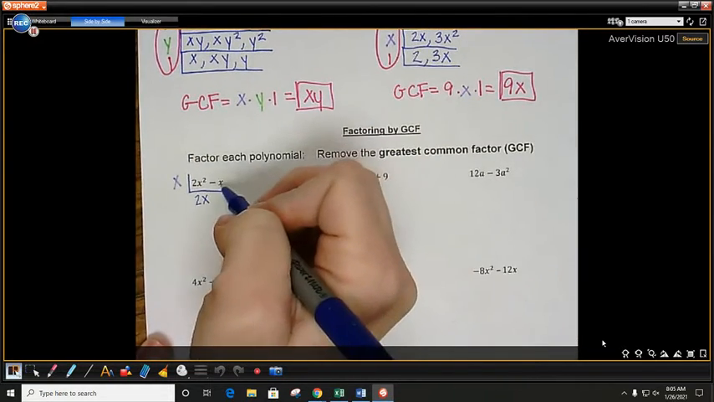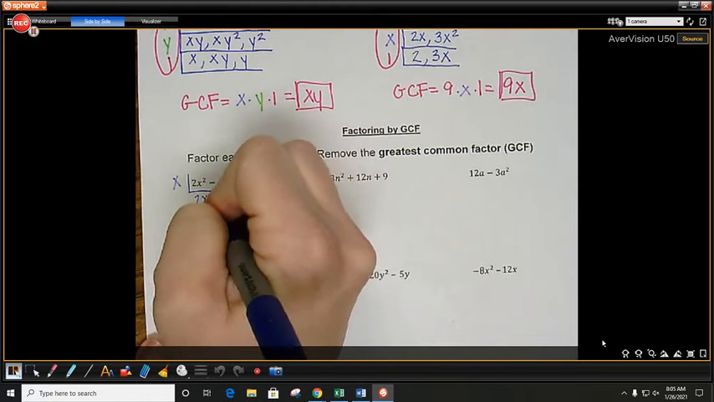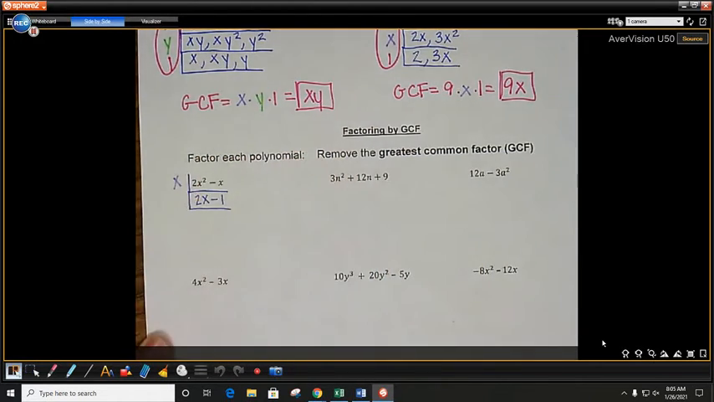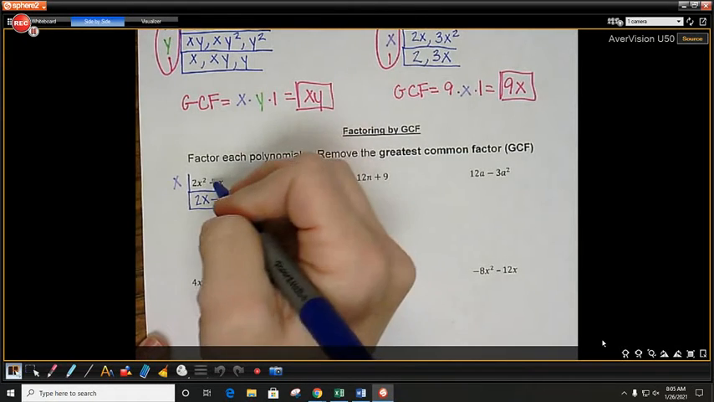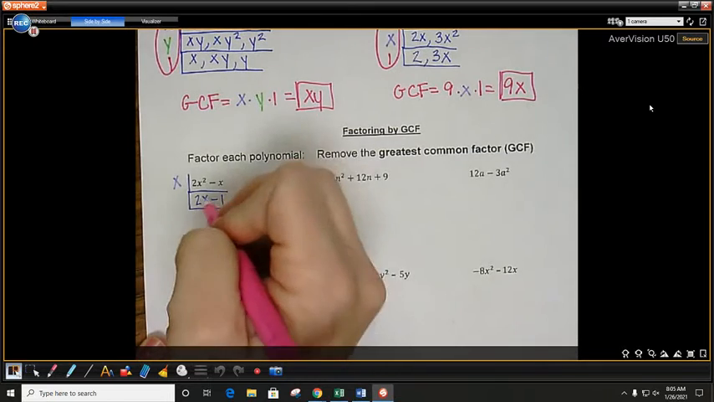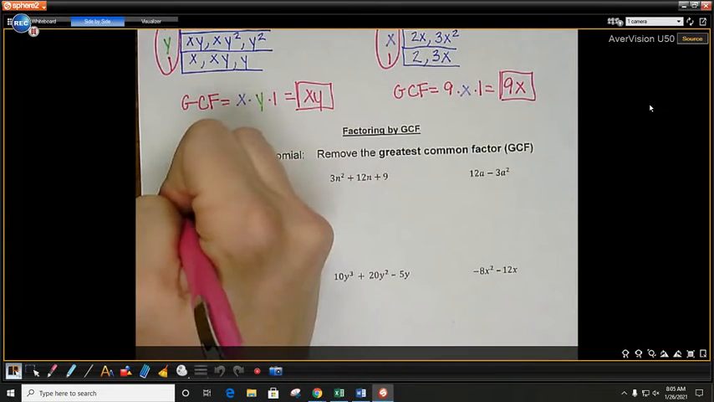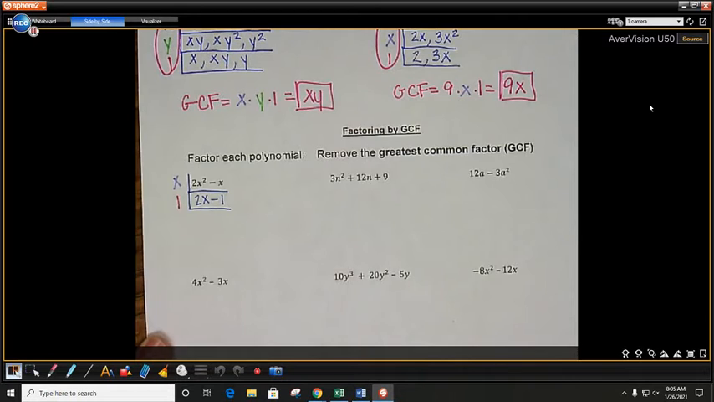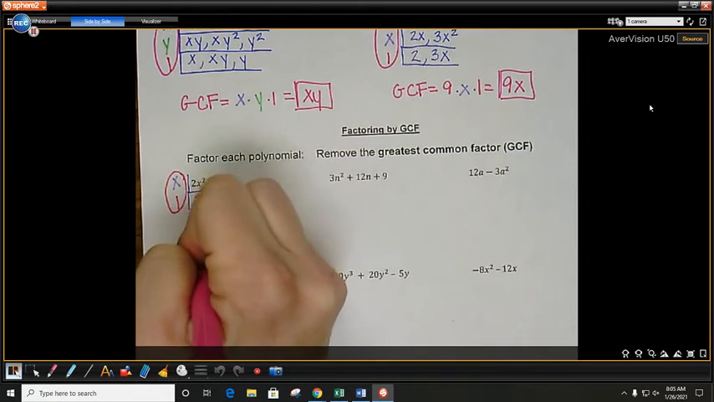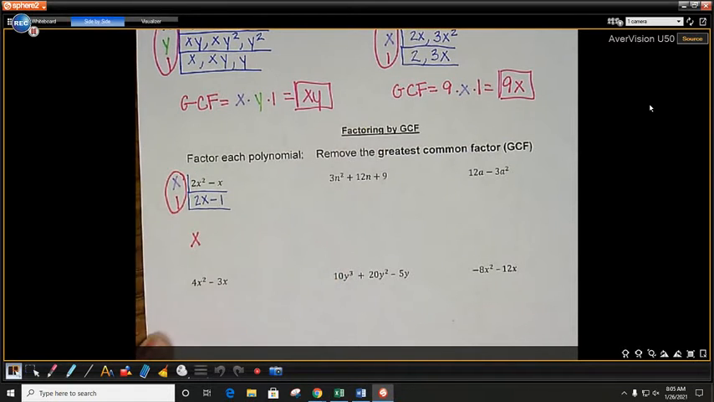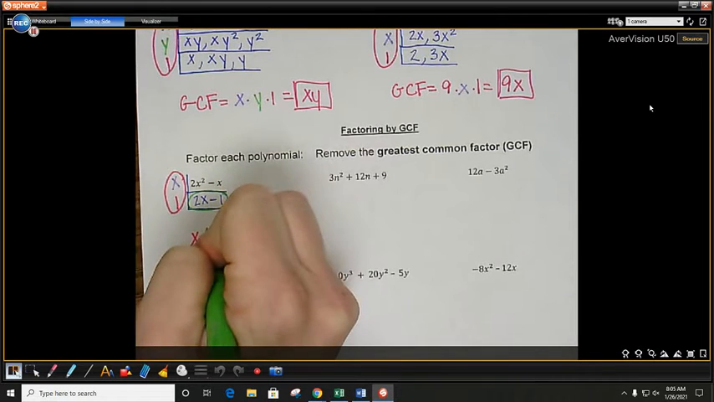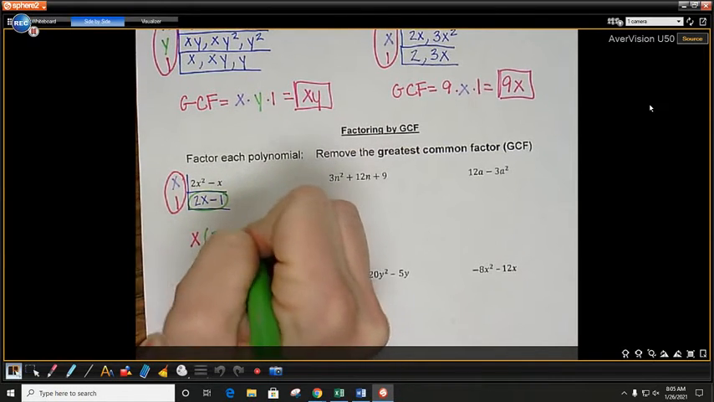You have to be super careful here. x divided by x is 1. Don't make that term disappear. Anything divided by itself is 1. Okay, and it's a minus. Is there anything in common with your 2x and your negative 1? Just a 1. So the way that we're going to write this, my GCF is x times 1, which is just x. Then times the last row of your upside down division, 2x minus 1.